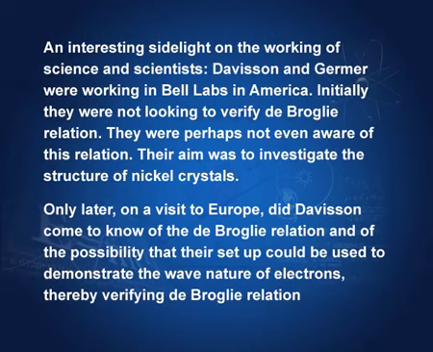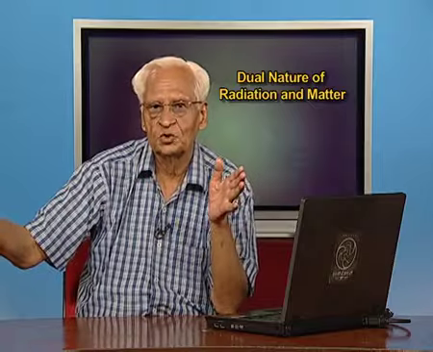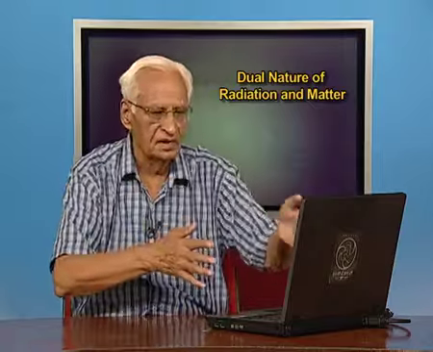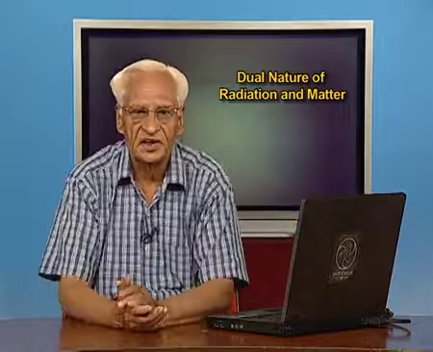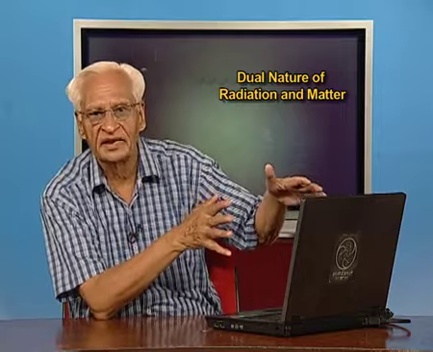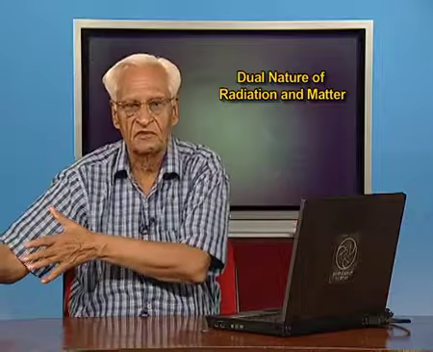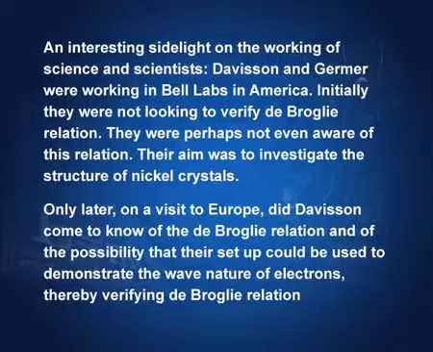Initially, they were not looking to verify the de Broglie relation. They were perhaps not even aware of this relation. You see, in those days the communication was not so efficient. These people were working in Bell Labs in America. All this work, de Broglie and others, was happening in Europe. Of course, some scientists in America who were interested in quantum mechanics knew about that work, but these people perhaps did not, because they were working on something else. Their aim was to investigate the structure of nickel crystals, because they wanted to use these crystals in some other devices.